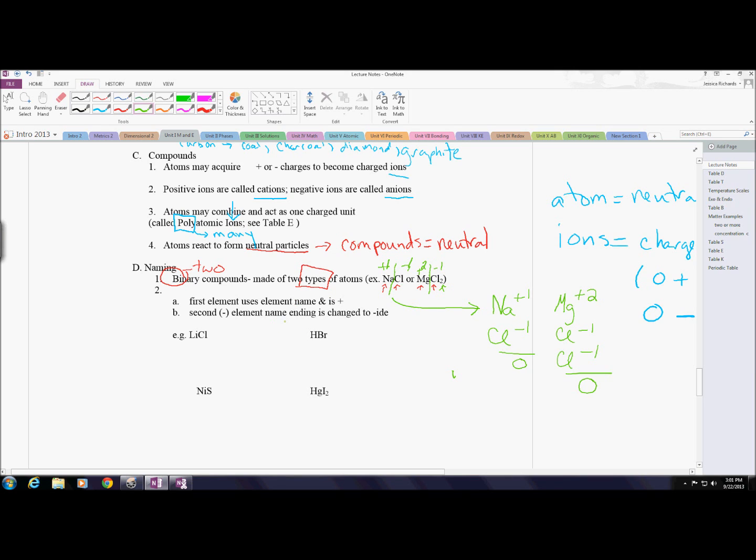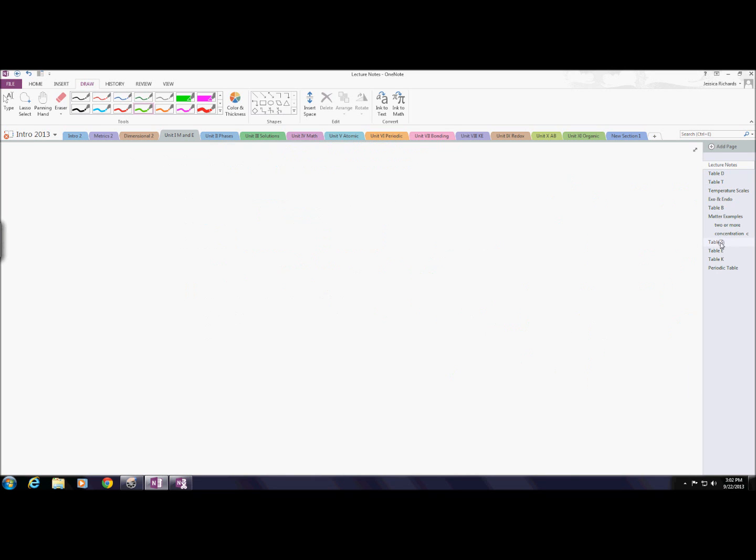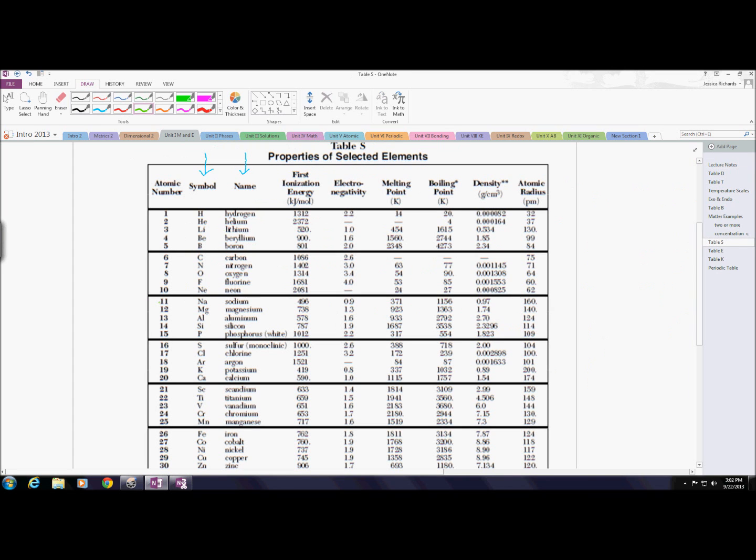Let's look at the naming rules. Naming rules are easy. It says the first element is going to use its element name and is always your positive ion. So your positive ion, if it's an element, uses its element name. We'd go to reference table S, sodium, Na, and then magnesium, Mg. You can find them right here, sodium and magnesium. No problems.